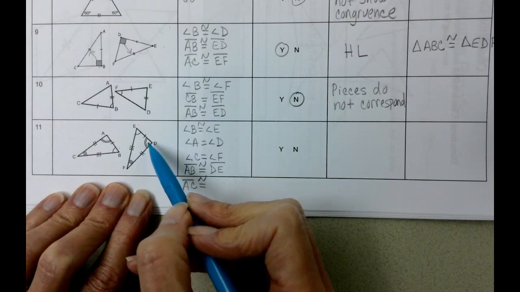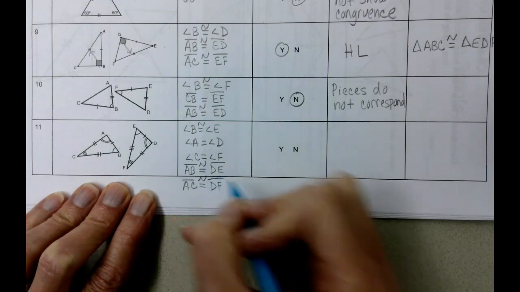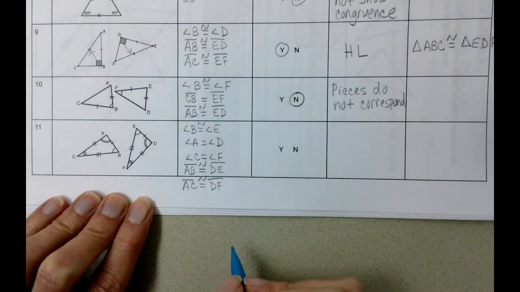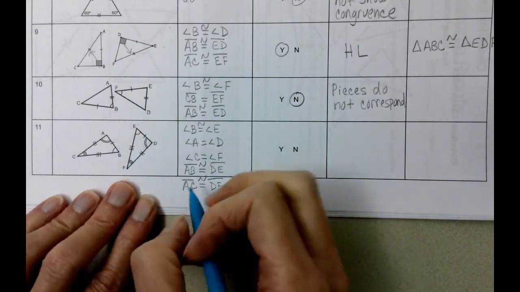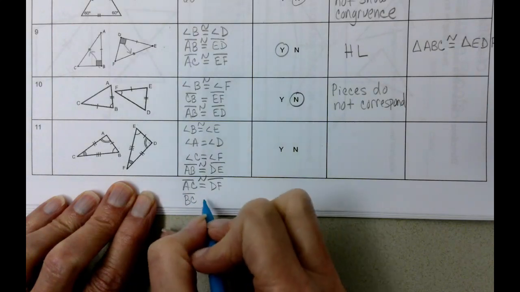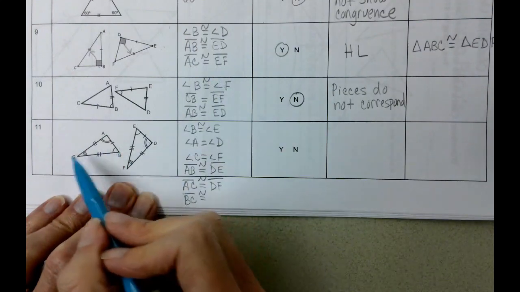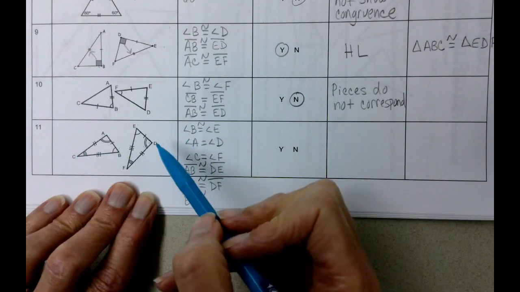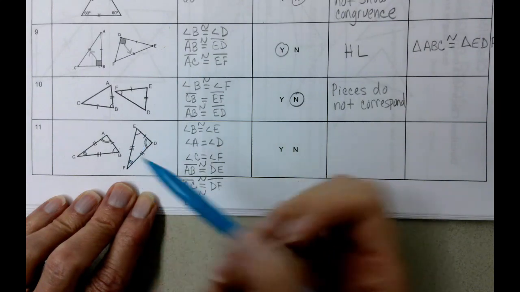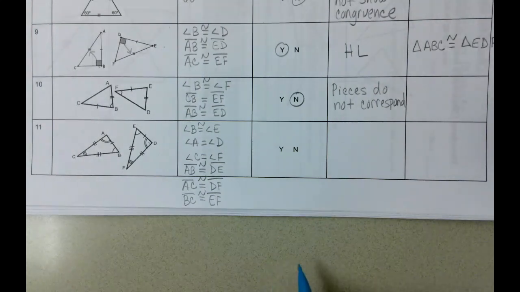So DF, to match them up, because order is important. And then finally, with the three tick marks, we can say BC is congruent to, let's see, B, C, 1 and 3, so EF. And we seem to have all of the corresponding parts of the triangles are congruent.